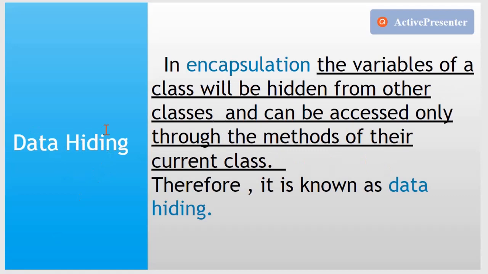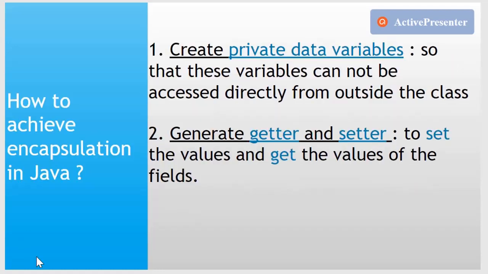So, data hiding in encapsulation, what has happened? Data hiding is happening. In encapsulation, the variable of a class will be hidden from other classes and can be accessed only through the members of the current class. Therefore it is known as data hiding. So encapsulation is also known as data hiding. Remember that.